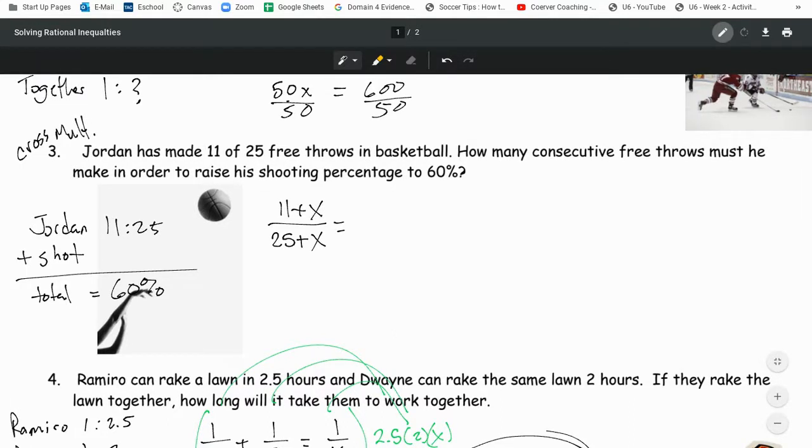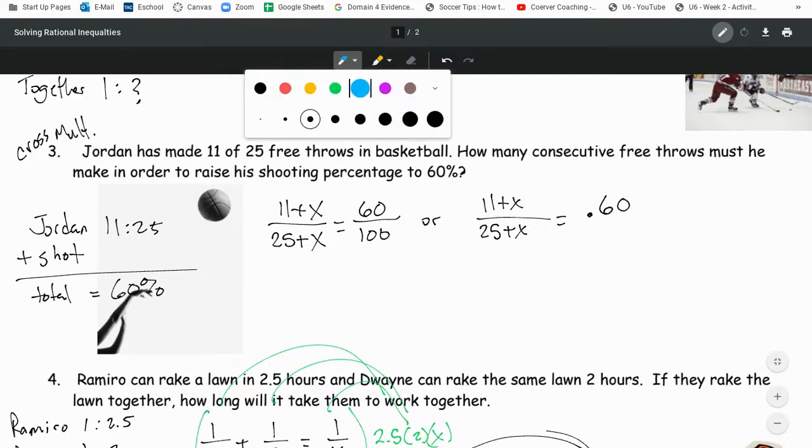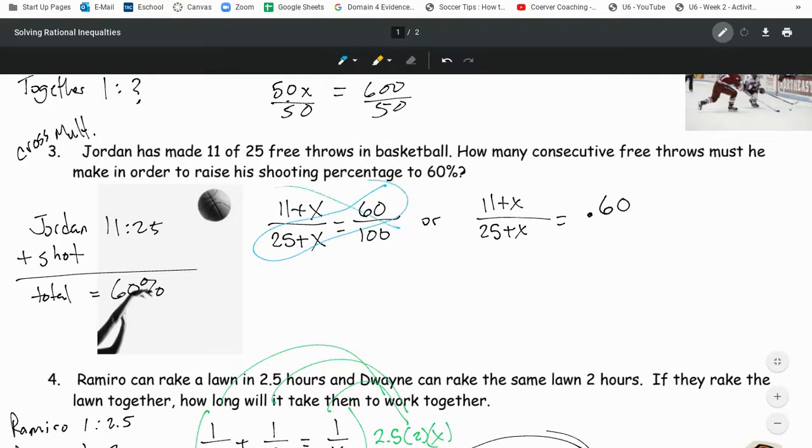I want this to be 60%, so I can do 60% over 100%. Or if I didn't want to work with percentages, I could change this to 0.60. So I just changed the percent to a decimal. You can work it either way, you'll still get the exact same answer, okay? I'm actually going to work with this left one, even though it has a little higher number. So I'm going to cross multiply this.